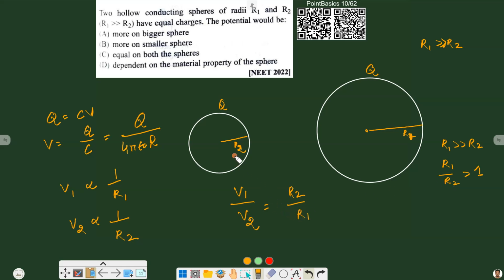What does it mean? And let me correct it here. This is our first sphere and this is our second sphere, so we don't have any problems. So from this, v2 by v1 is equal to r1 by r2, which is greater than 1, or in short v2 is greater than v1, and v2 is our smaller sphere. So the smaller sphere's potential is more. Option B will be the right answer. Moving to next question.